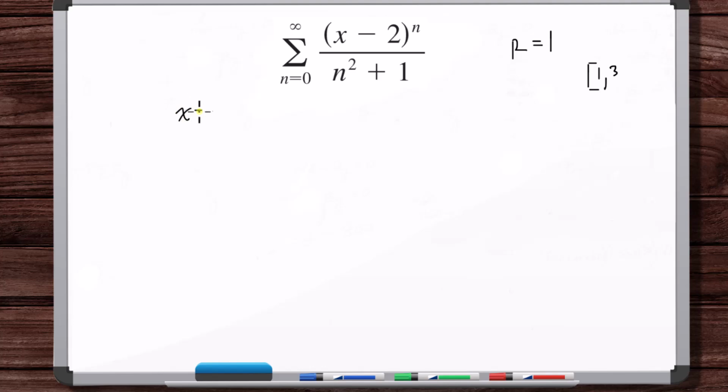Okay, now let's do x is equal to 3. So we've got just 1 over n squared plus 1. We just saw this was convergent. So there you go.